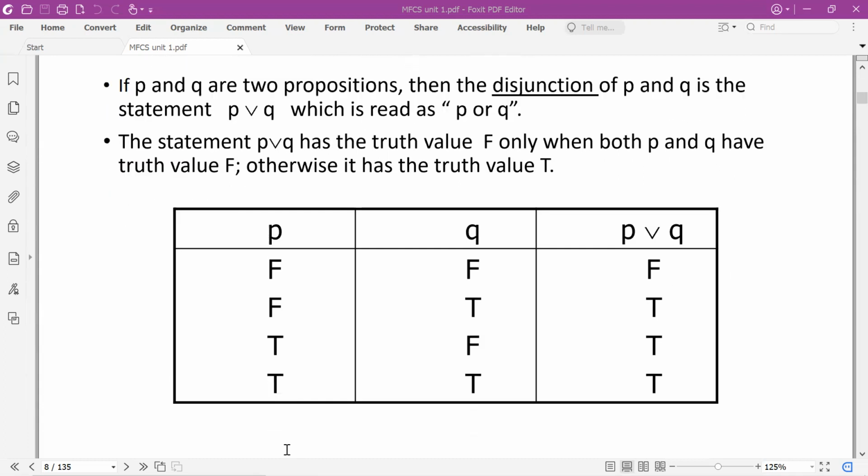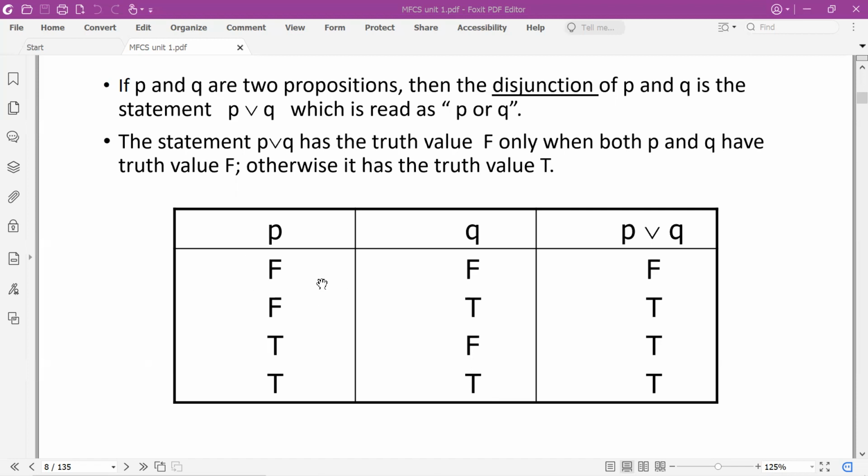What does this mean? Since two propositions are there, two variables, P and Q, we'll have 2 to the power n, where n is 2 here. So 2 to the power 2 will be 4. So we'll have a total of 4 combinations: two falses, two trues, then one false, one true, one false, one true. This will make sure that we have all the possible combinations.